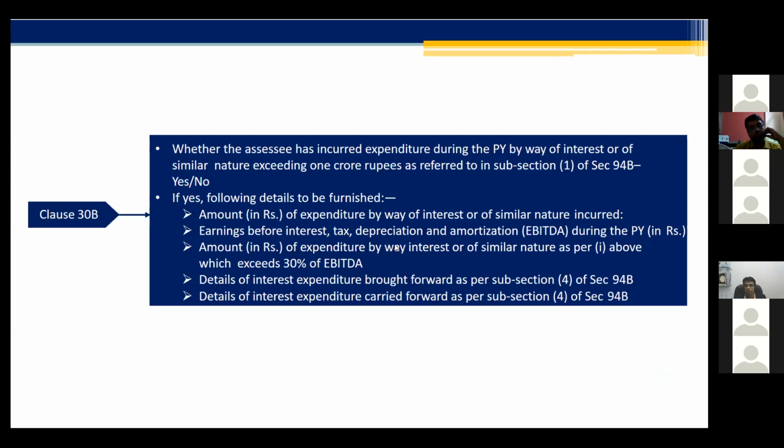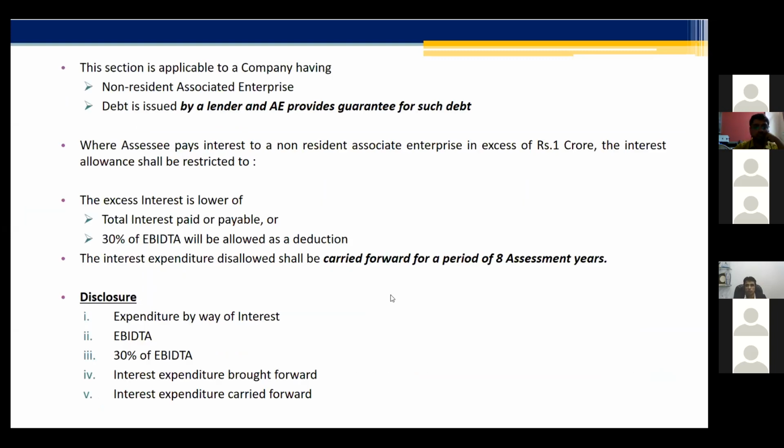Again, clause 30B, again this is in relation to transfer pricing only, in relation to section 94B. It says the section applies to a company having a non-resident associated enterprise, where debt is issued by a lender and the AE provides a guarantee for such debt. Where the assessee pays interest to a non-resident associated enterprise in excess of rupees 1 crore, interest allowance shall be restricted to. So if I am paying an interest to a non-resident, if I got an ECB from an associate enterprise, and if I'm paying in excess of rupees 1 crore interest, then I will be allowed interest only to the extent of 30% of my EBITDA.